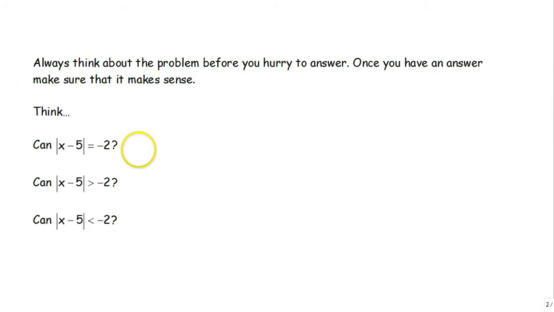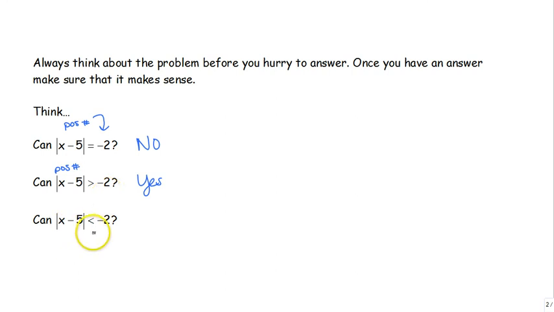The answer is no. Remember, when I evaluate this absolute value, that number that comes out of it has to be a positive number on the other side. Therefore, this quantity can't equal a negative 2. Can that quantity be greater than negative 2? Yes. Actually, that quantity has to be greater than negative 2 because any positive number that I get out of here will always be greater than a negative. Positive will always be greater than negative.